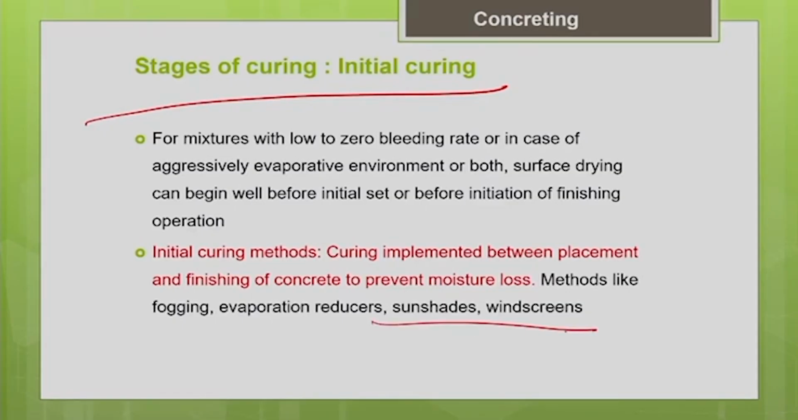So, what you do is, even before finishing, this can be done. Before finishing of concrete, curing can be done. So, you can do some amount of fogging. Commonly what they do is they put some sunshades or windscreen, to prevent the loss of water due to evaporation. If that is not possible, they can go for fogging also, or in some cases they even use evaporation reducers. So, what are these evaporation reducers?